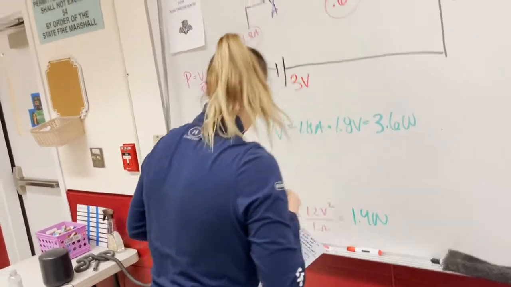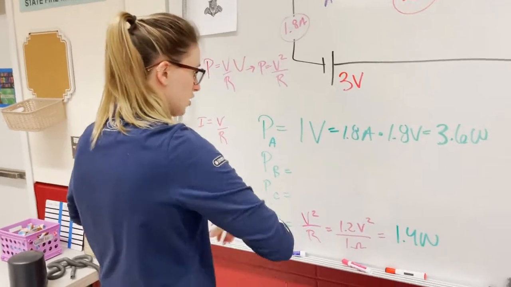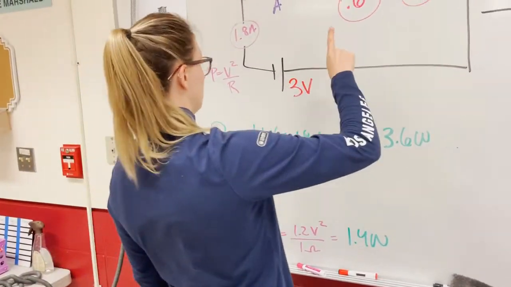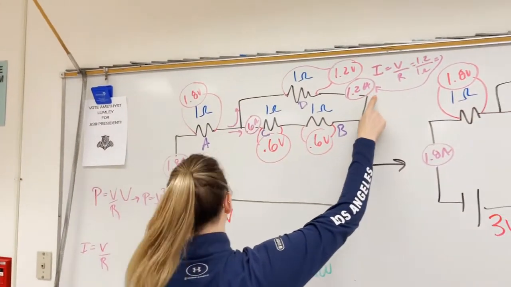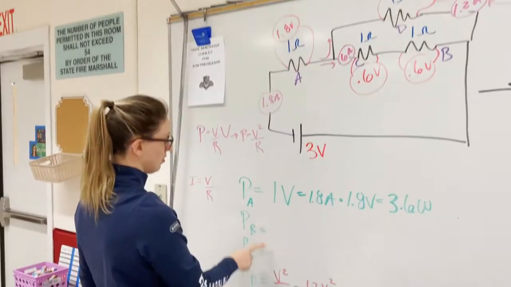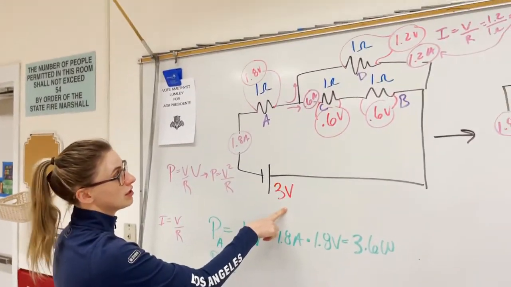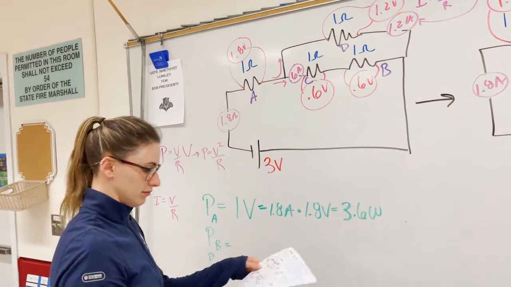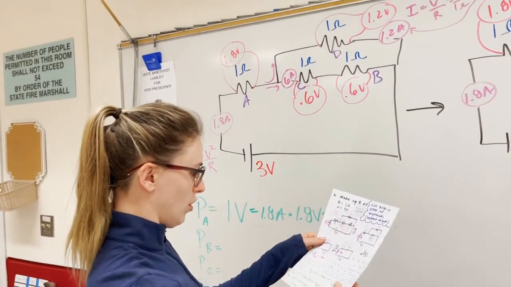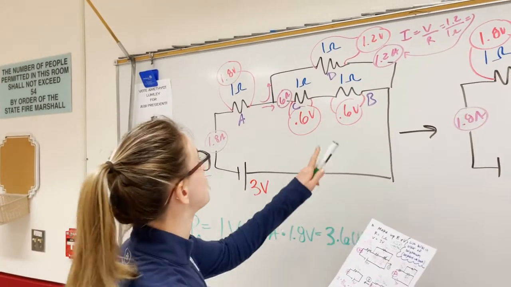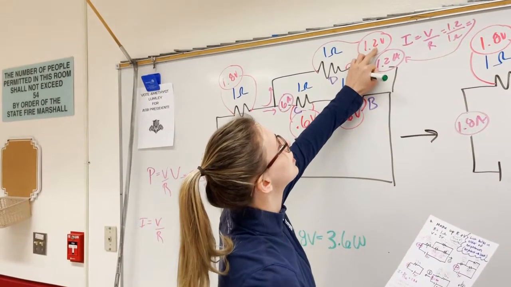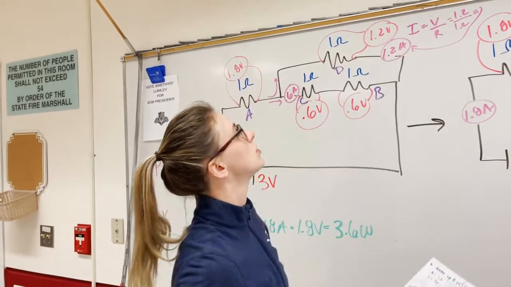Okay, now check this out. If you wanted to just stick with your I times V, if you did 1.2 times the voltage, which is 1.2, you would also get that. The current times the voltage is the same thing.